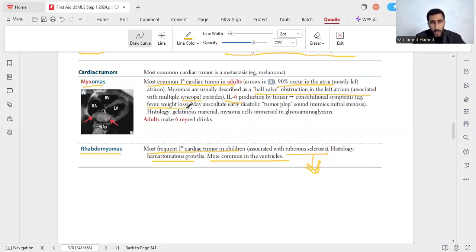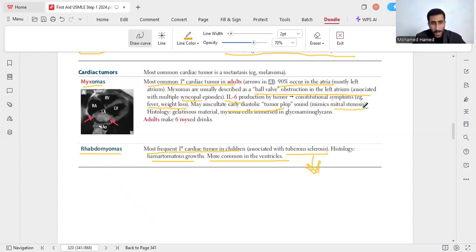So you will have a typical patient with ball valve obstruction who may come with multiple syncopal episodes. You are not going to know the cause of these episodes, and along with that he may complain of fever and weight loss due to the IL-6 produced by the tumor. So you have to put the puzzle together and suspect that he may have an atrial myxoma. He is going to be an adult, and by auscultation you will have an early diastolic tumor plop, the same as the auscultation for mitral stenosis.